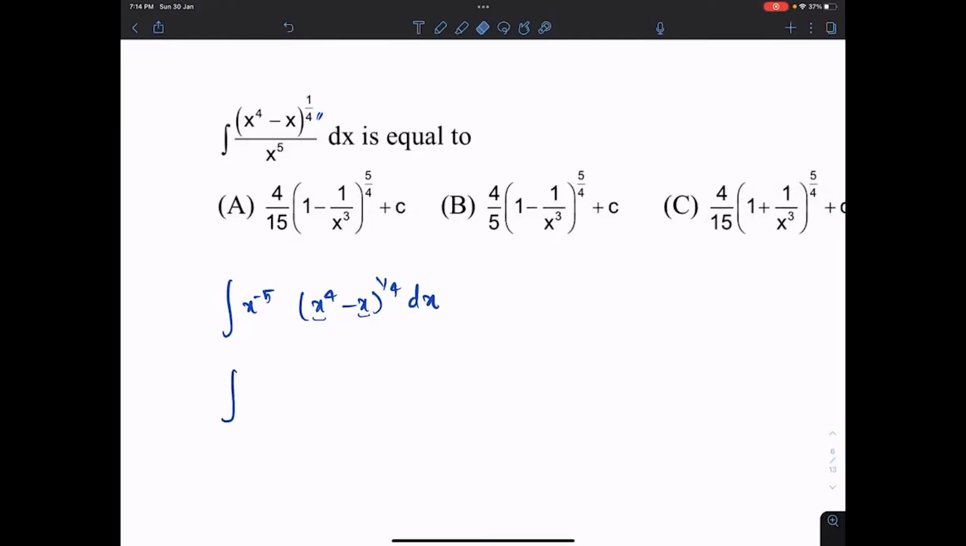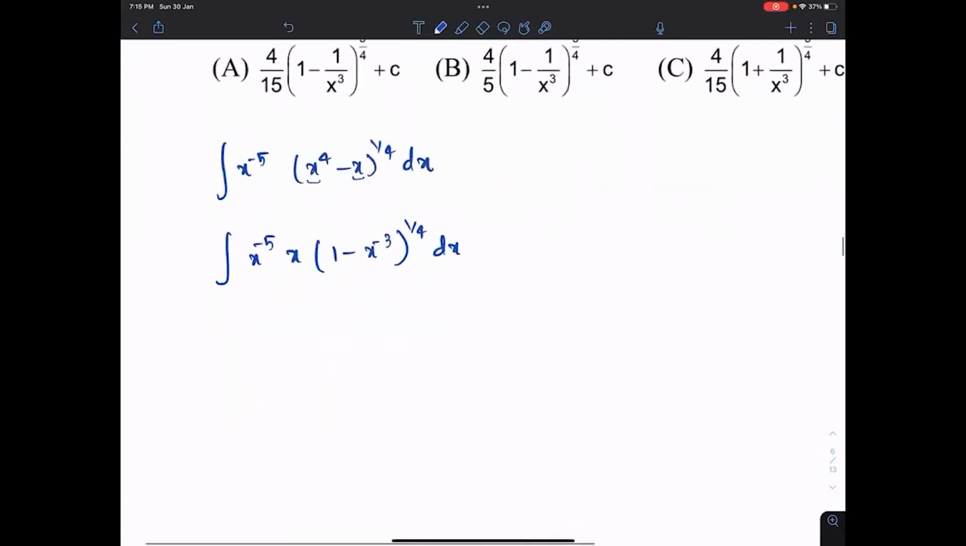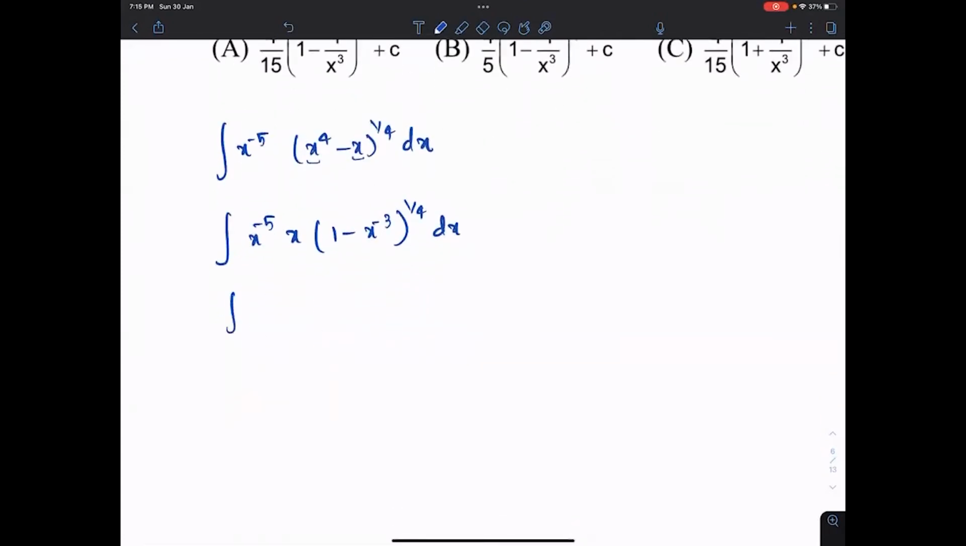So if you take x power 4 common, outside x will come. Already x power minus 5 is there. And what will be there here? (1 minus x power minus 3) power 1 by 4 dx. So what will this integral convert to? (1 minus x power minus 3) power 1 by 4 into x power minus 4 dx.